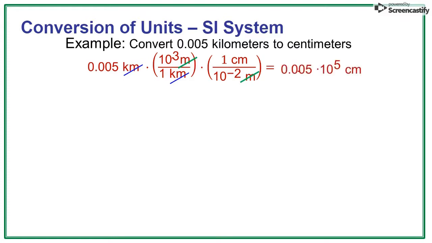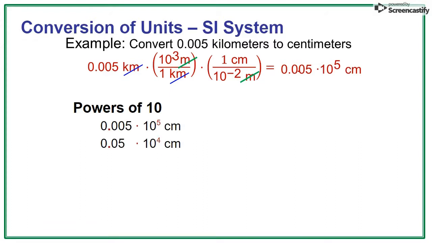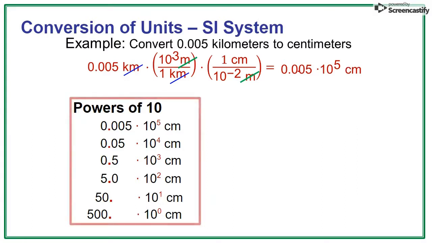Again, powers of 10 can be interpreted as the number of places to move the decimal point. In this case, the power of 10 is 5. Therefore, the decimal place can be moved 5 places to the right, giving the final result of 500 centimeters.